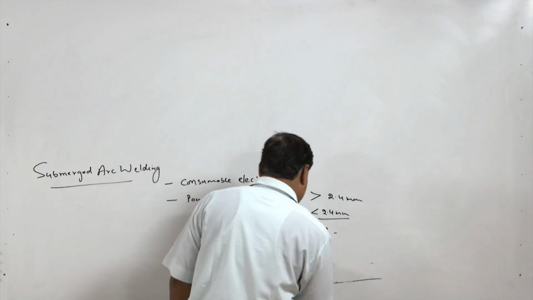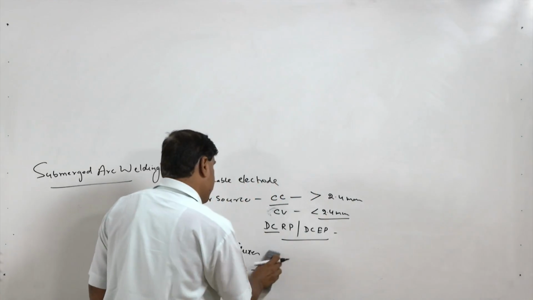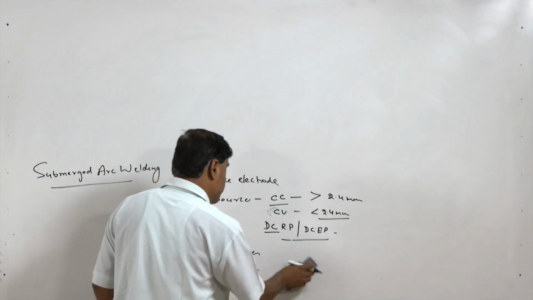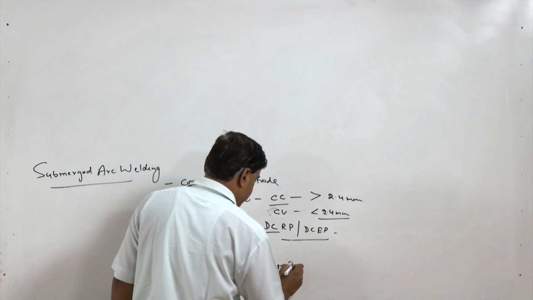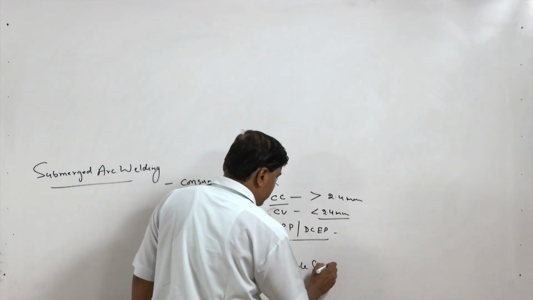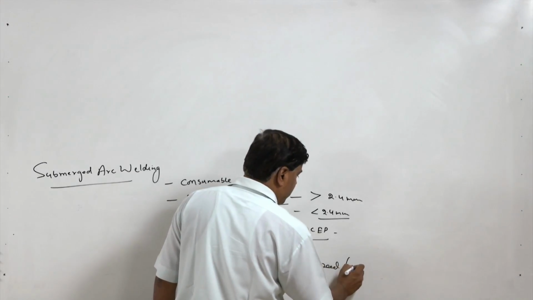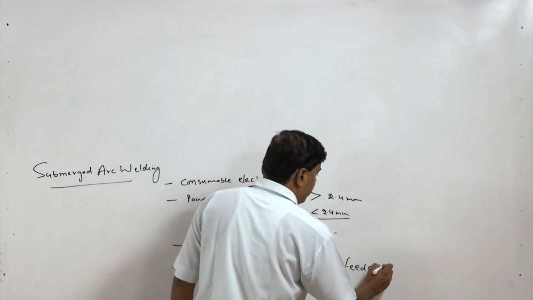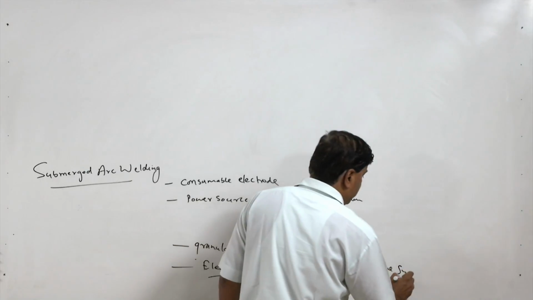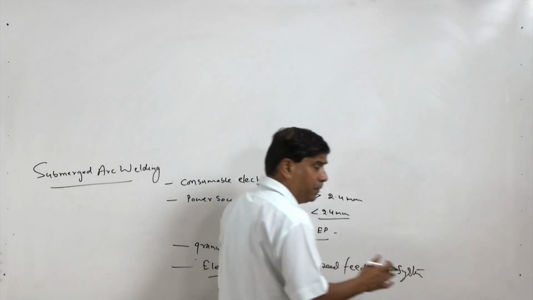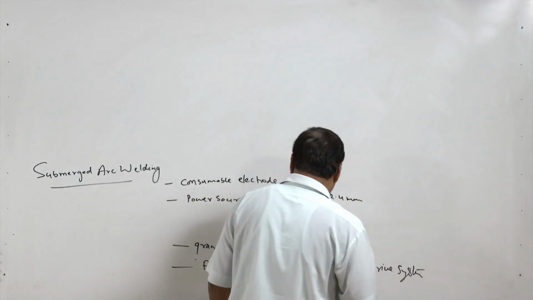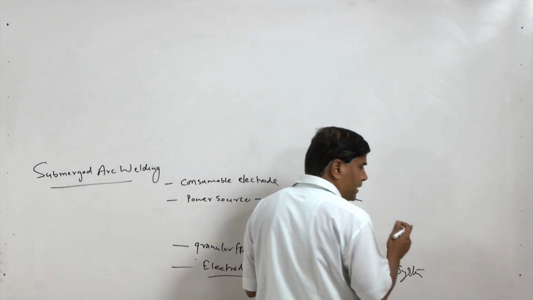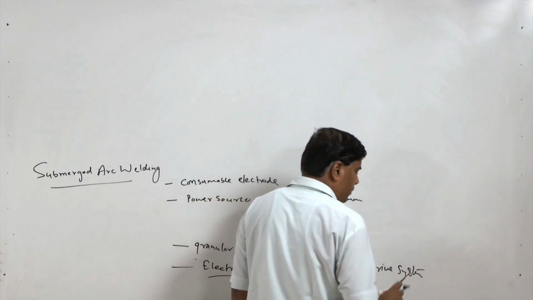So, this is one type of the electrode feeding system. Another one is the variable speed feed drive system, where the electrode is fed at varying speed as per the requirement. This is particularly done for achieving constant electrode arc length.